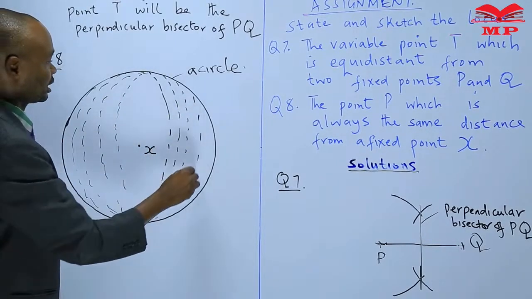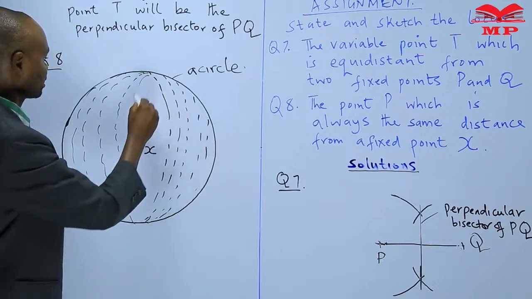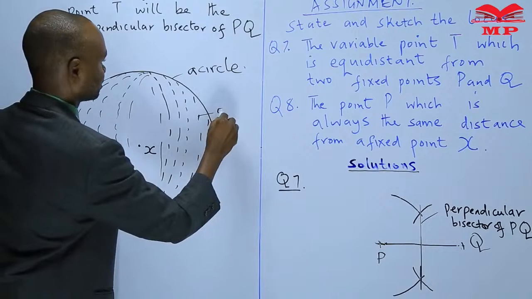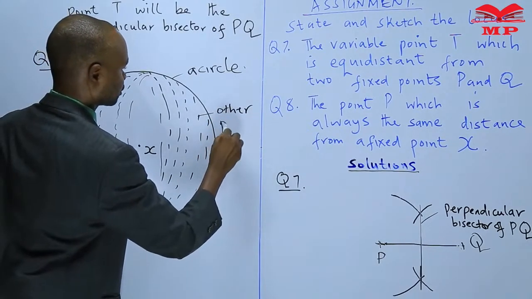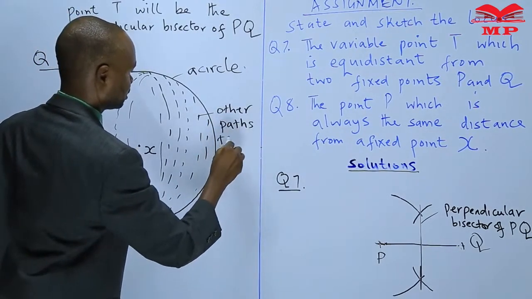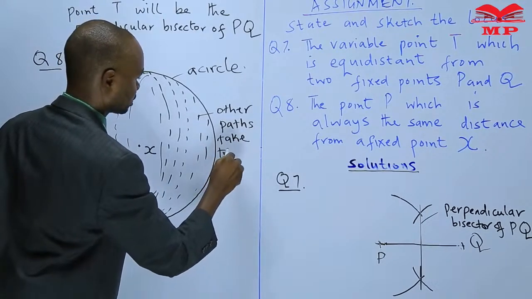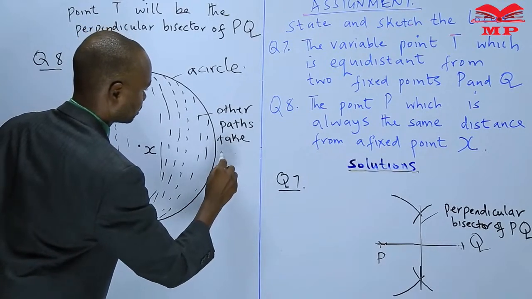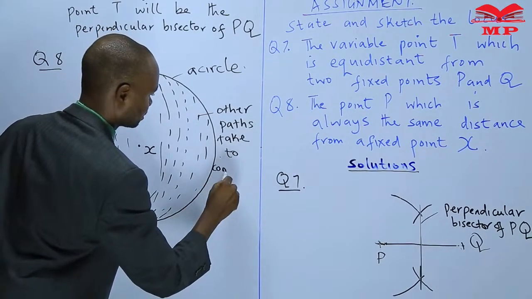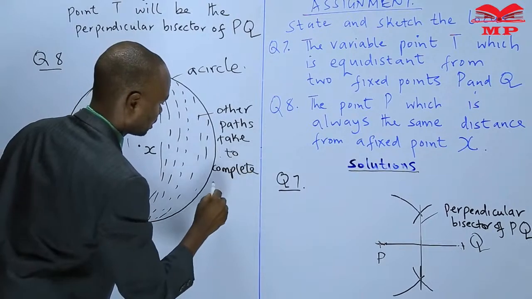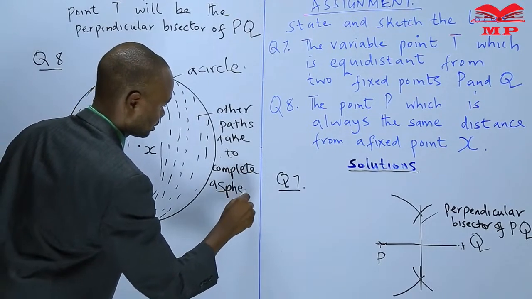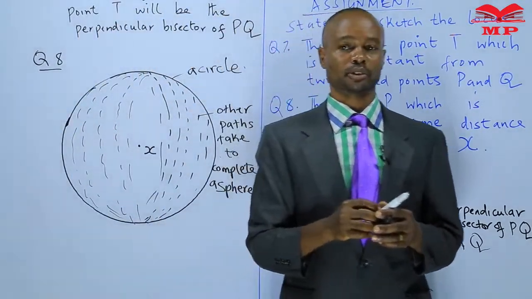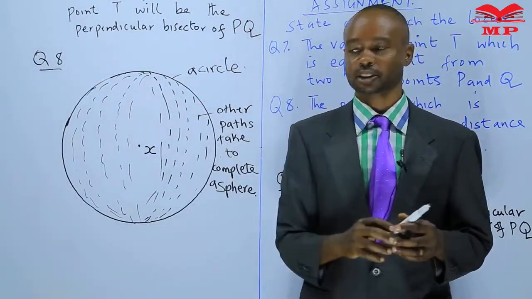So I dot that to show that. I can write here other paths taken to complete a sphere. So don't wonder what a sphere is. A sphere is like a ball, round in shape, an orange, a sphere.